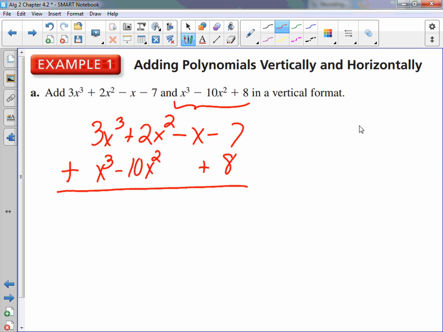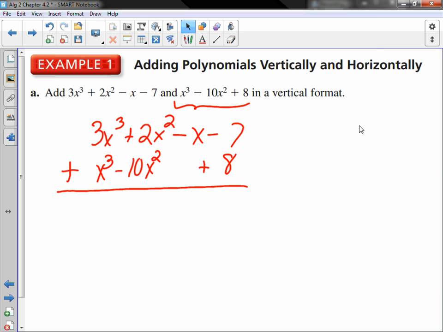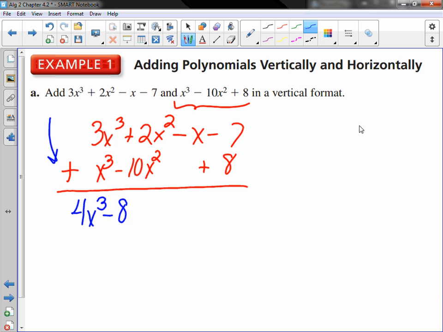I'm going to line them up. So the x cubes are over the top of each other. The x squareds are over the top of each other. The x's are over the top of each other. And the constant terms are over the top of each other. So they all line up. Now what is it asking us to do? It's asking us to add 3x cubed plus x cubed. That'll be 4x cubed. 2x squared plus negative 10x squared is negative 8x squared. Minus x, because since there's nothing there, it just comes straight down. Negative 7 plus 8 is?